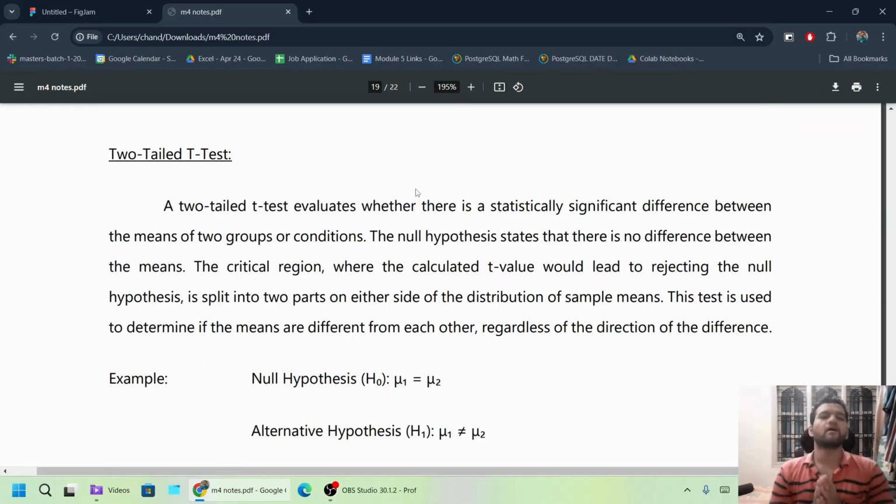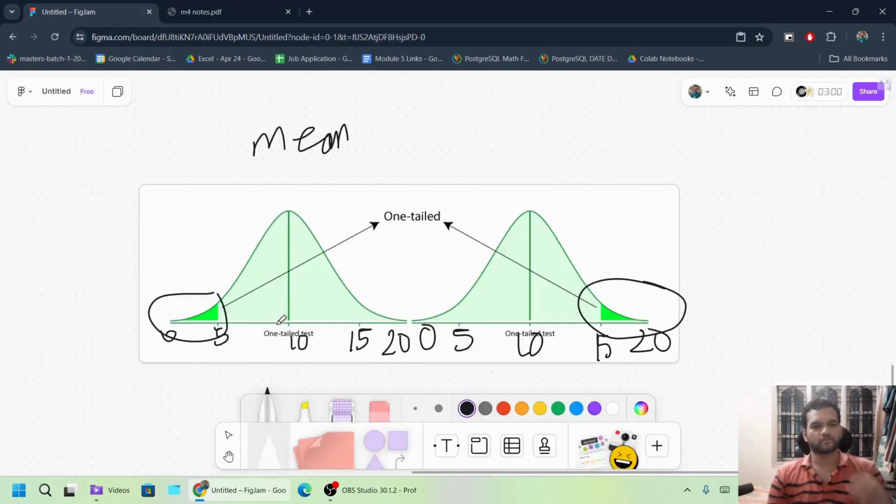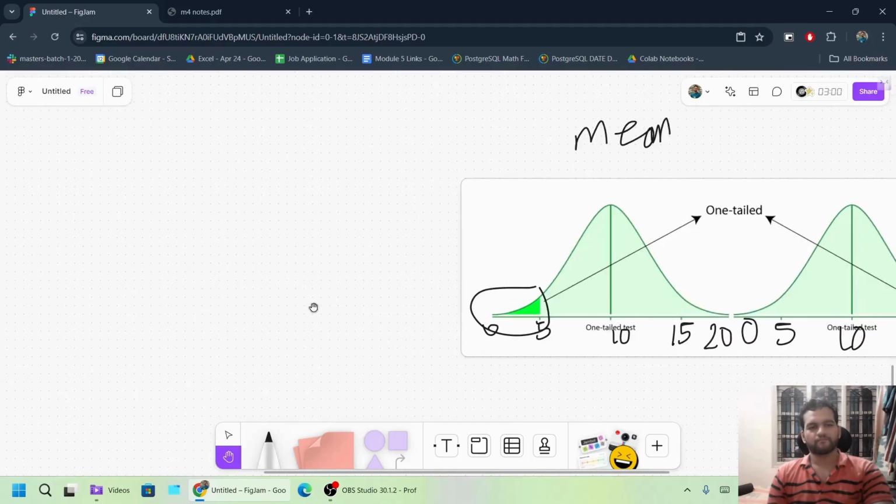A two-tailed test evaluates whether there is a significant difference between the means of two groups or conditions. Here, the null hypothesis states that there is no difference between the means themselves. Let us go to our example chart.